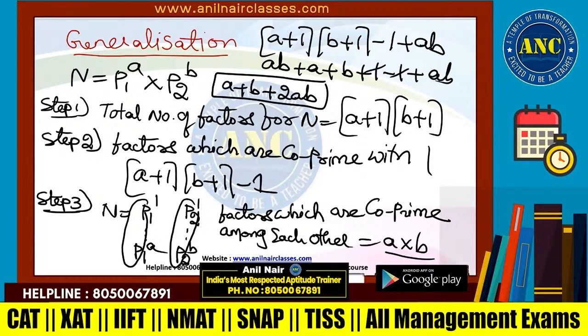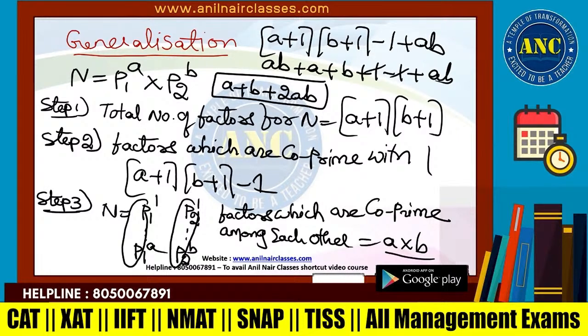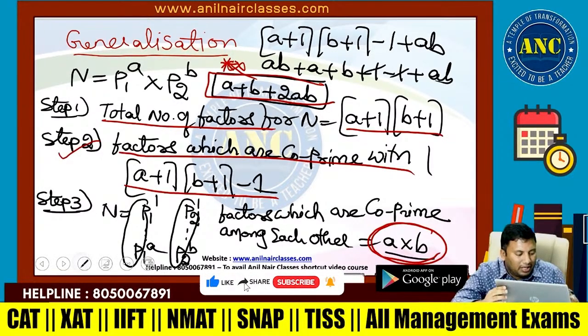A plus B plus 2AB. Total number of factors is (A plus 1) into (B plus 1). Factors which are co-prime with 1: 1 is co-prime with every other number. It is (A plus 1) into (B plus 1) minus 1. That is with 1. Other than 1, 1 is P1 power 0, P2 power 0. So P1 from 1 to A is co-prime with P2 from 1 to B, which is nothing but A into B. (A plus 1) into (B plus 1) minus 1 plus AB. Conclusion is A plus B plus 2AB. Please write down this point.